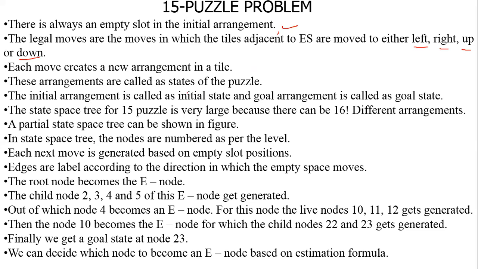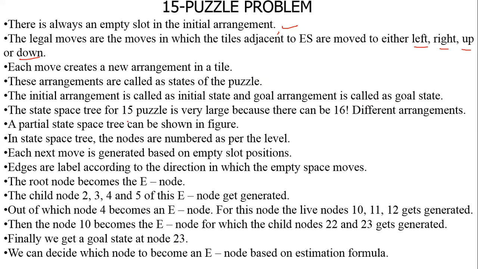So here each and every arrangement is known as a state. The initial arrangement is called the initial state, and it will move through various states, and finally it reaches the goal state. The goal state is known as the final arrangement.